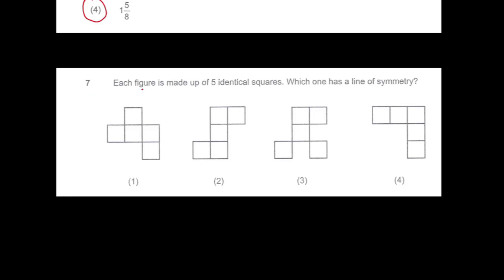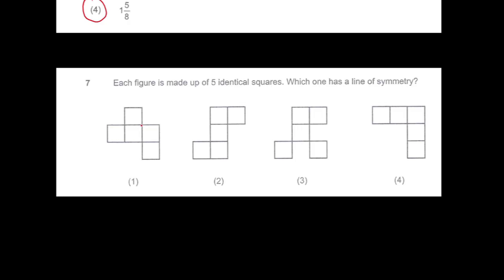Question 7. Each figure is made up of 5 identical squares. Which of the following has a line of symmetry? A line of symmetry means that when you draw the line, if the object is folded across this symmetry line, the two parts will overlap each other.